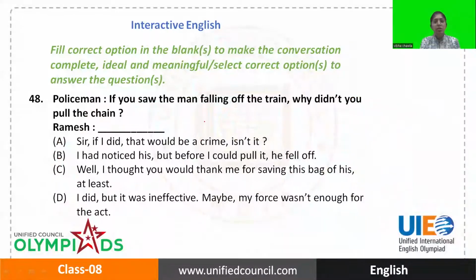Thereafter, we have the next question, which is question number 48. It's policeman and Ramesh. These two people are having a conversation here, and we have to complete it. The policeman is saying, if you saw the man falling off the train, why didn't you pull the chain? Ramesh: Sir, if I did, that would be a crime, isn't it? But if somebody is falling off the train, pulling the chain to save somebody's life is not considered a crime, right?